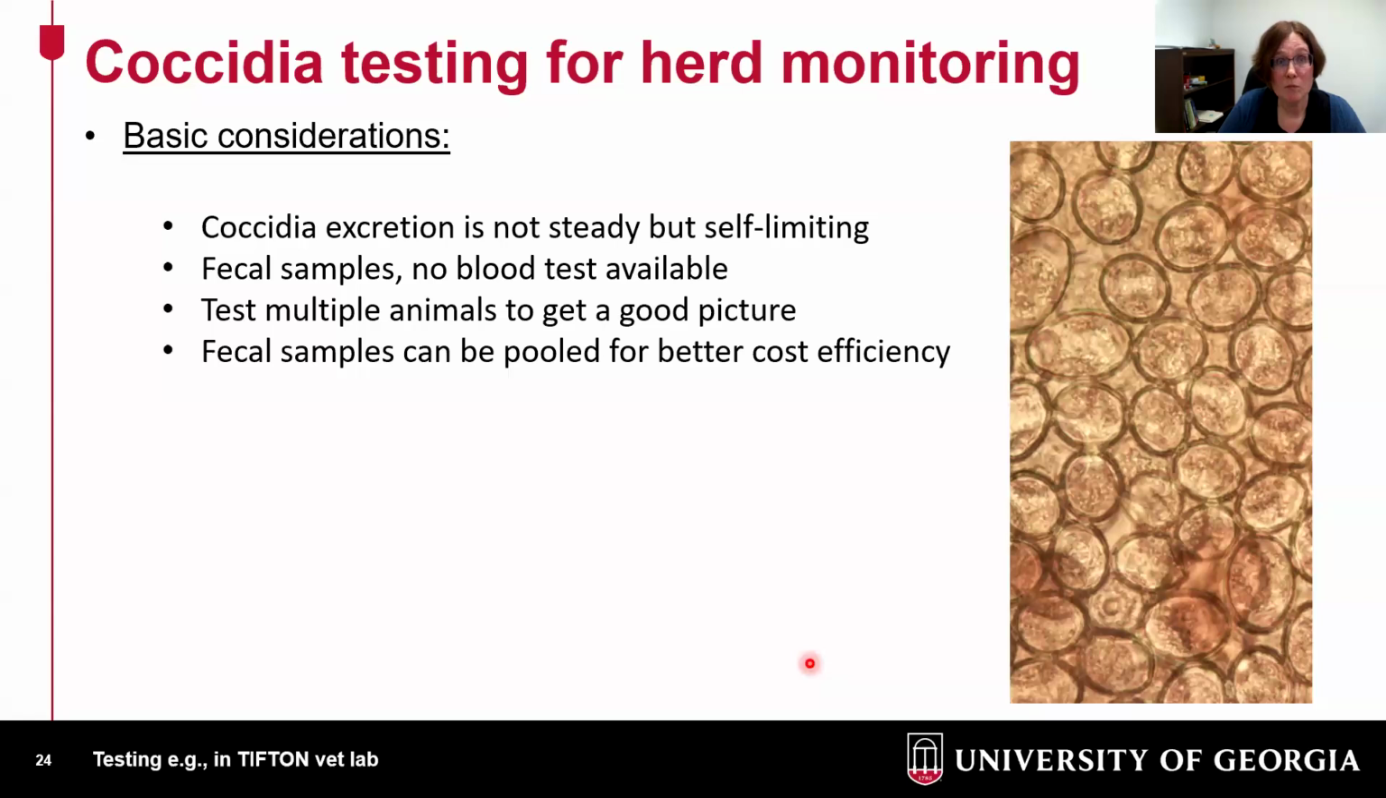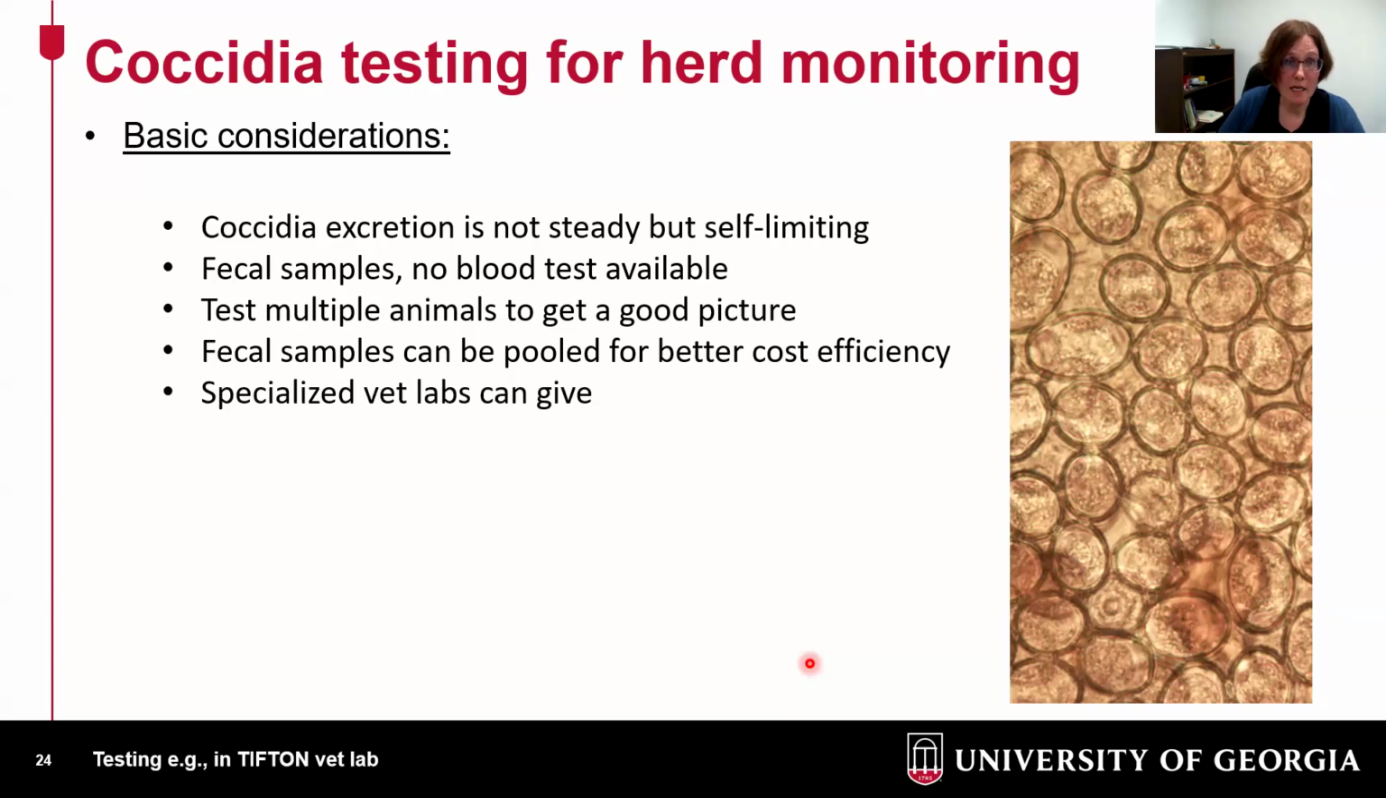It always makes sense to test multiple animals, and they are somewhat scattered in their infection time point. So to know what's going on at a herd level, you have to screen a group of animals, and you can still pool it to make it worth your money.